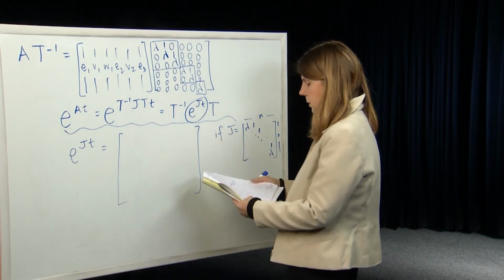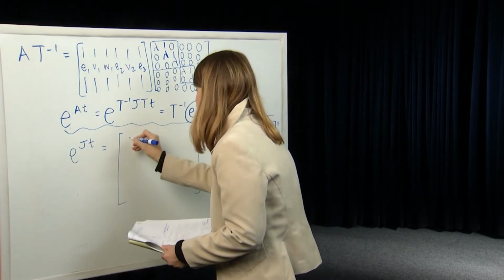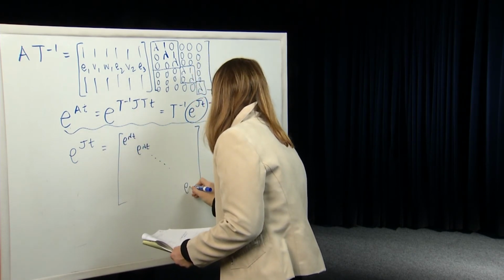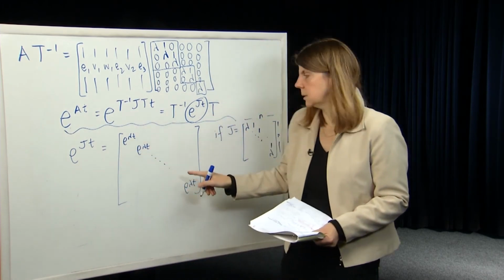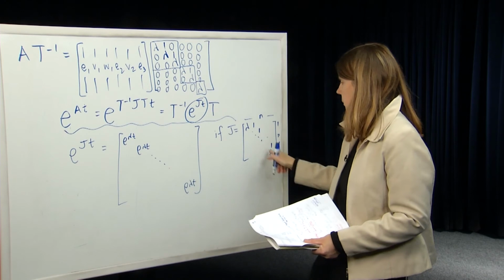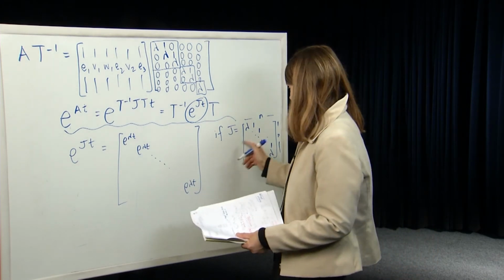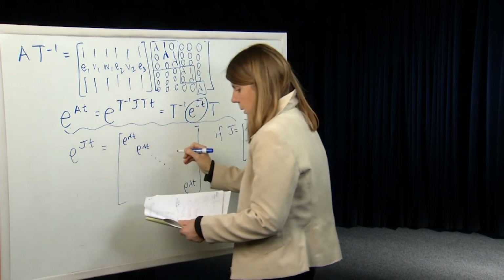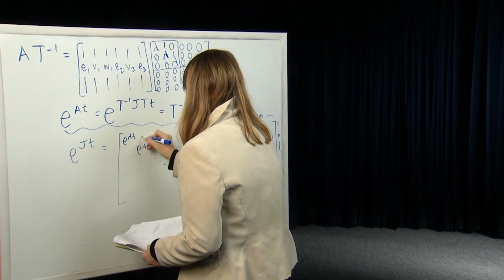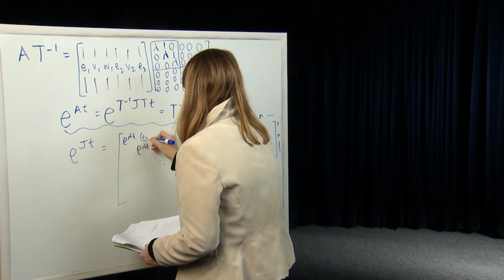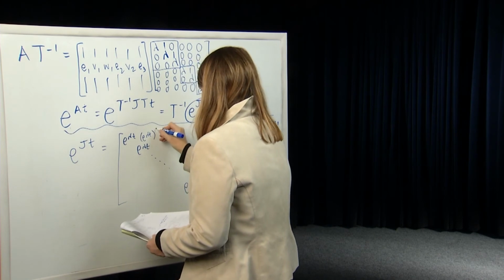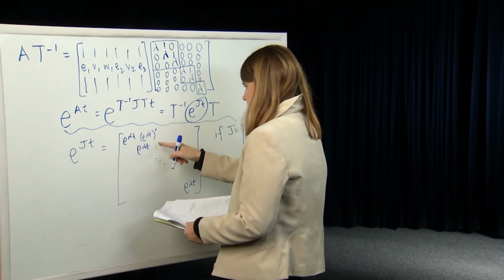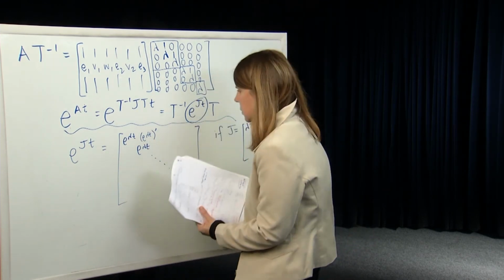Then f of J, or e to the Jt, is going to look like e to the lambda t on the diagonals, just like in the diagonal case. So the eigenvalues of e to the Jt are e to the lambda t, where lambda is the eigenvalue of J. And then on the superdiagonal, we'll have the derivative of e to the Jt with respect to lambda.